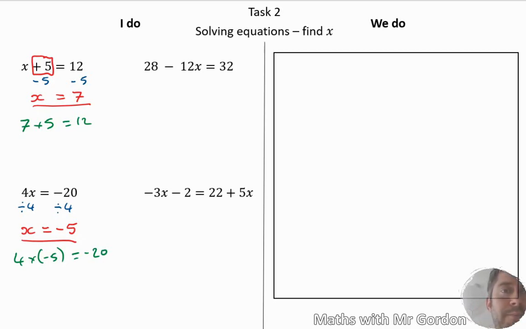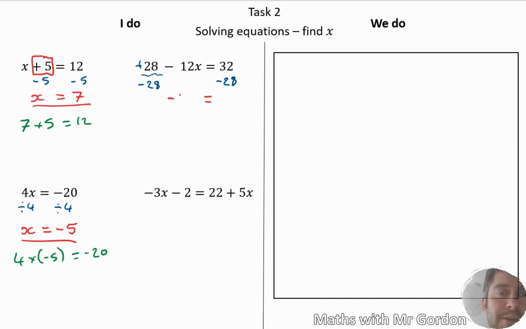Let's have a look at the next one. Getting a bit more tricky now. There's 2 operations, and we need to figure out which operation to deal with first. If you've got a number by itself, which isn't attached to the variable, it's usually best to get rid of that number first. So we want to get rid of that number from this side. We've got a positive 28. We're going to have to take away 28 to make it equal 0 on that side. If we take 28 away from that side, we have to take 28 away from the other side as well.